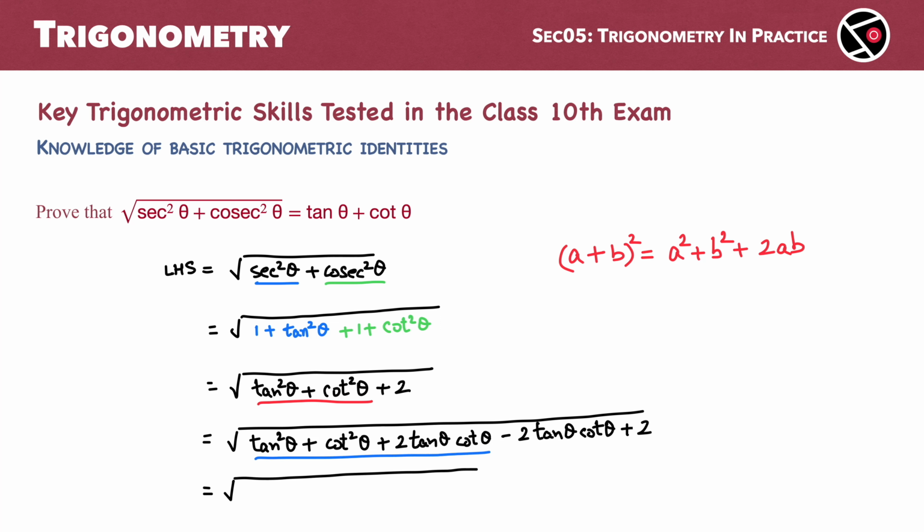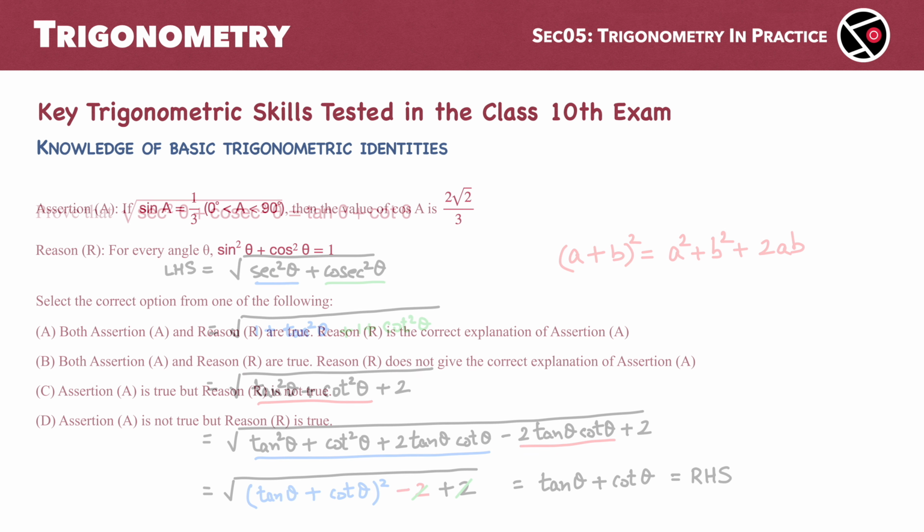This part is now a perfect square. Square of tan theta plus cot theta. Cot is reciprocal of tan. So 2 times tan theta cot theta is 2. Taking the square root gives us tan of theta plus cot of theta. The left hand side equals the right hand side. We are done.